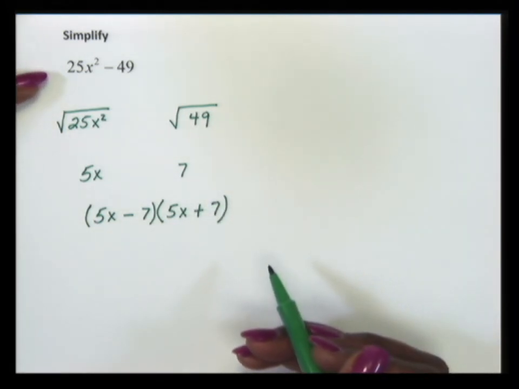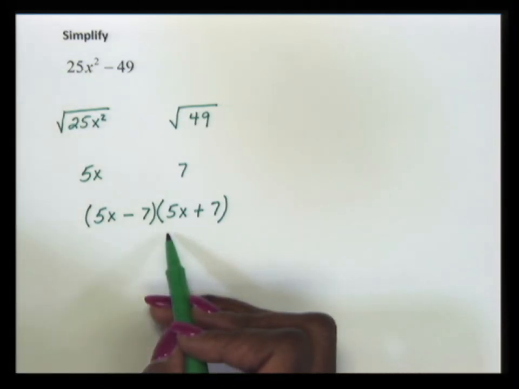When you factor a difference of squares, your factors will have different signs.